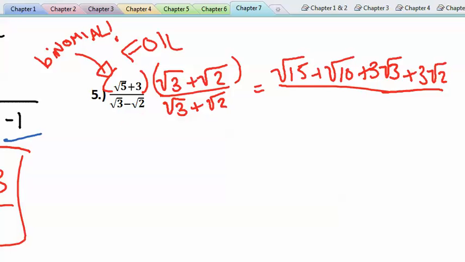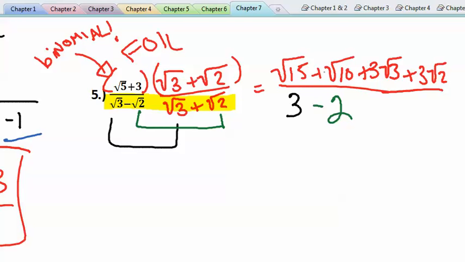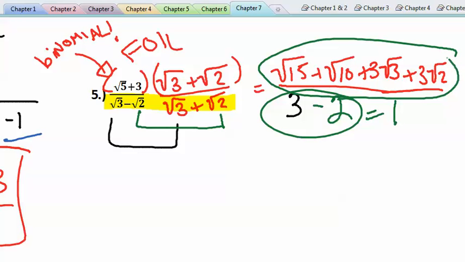Now, we can FOIL the denominator, that's fine, but remember that those middle terms will always cancel out. So we'll get square root of 3 times square root of 3, which is square root of 9, which is 3. And then I'll get square root of 2 times square root of 2, which is square root of 4, which is 2, so it's really minus 2. This becomes 1, and then anything over 1 is itself. So this long numerator is actually what we end up with.